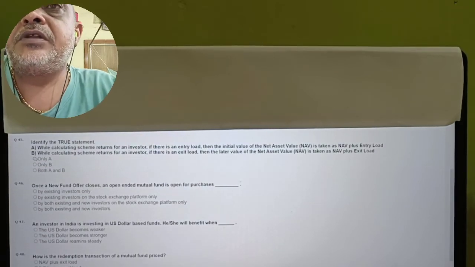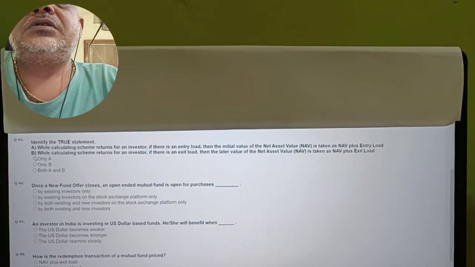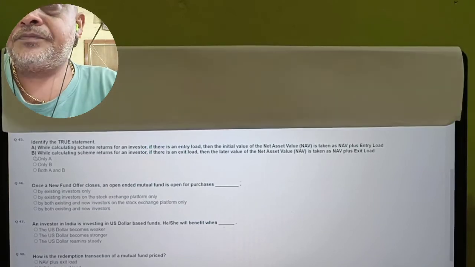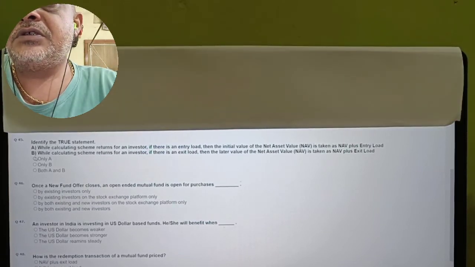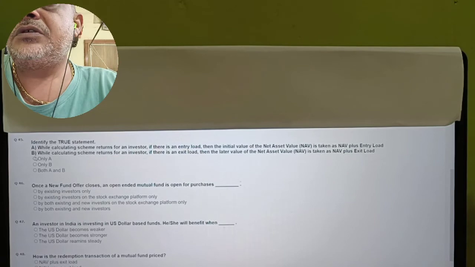Identify the true statement. While calculating scheme returns for an investor, if there is an entry load, then the initial value of net asset is taken as NAV plus entry load. While calculating scheme returns for an investor, if there is an exit load, then the later value of the net asset value is taken as NAV plus exit load. Number one is right.